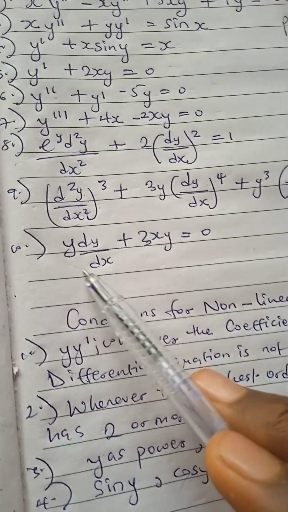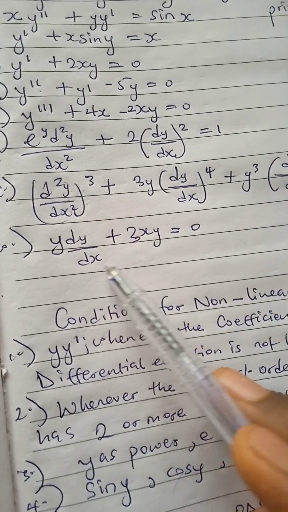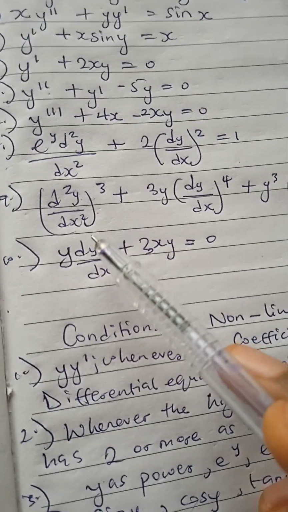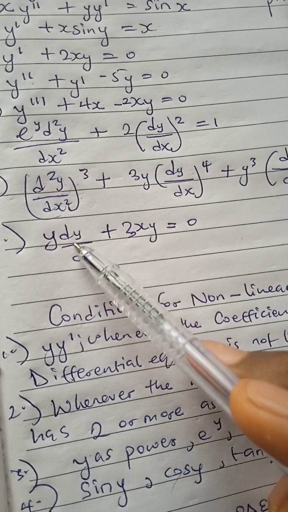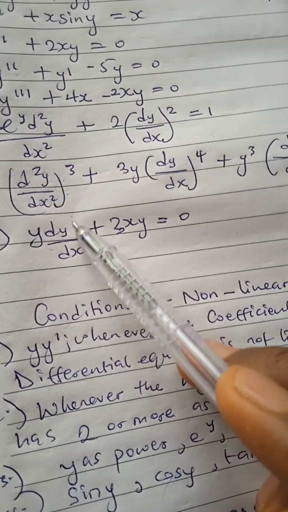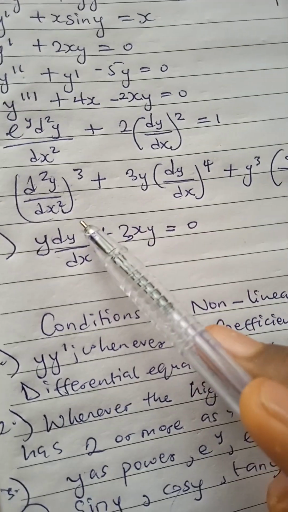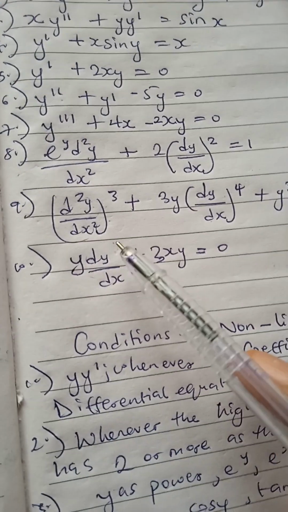Number 10, the degree of this equation is what? The degree of this equation is 1 also, because the highest order in this equation is dy over dx, that is first order, and it is raised to power 1. Therefore, the degree of this equation is 1.